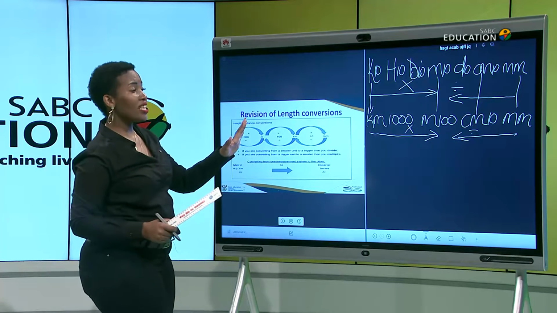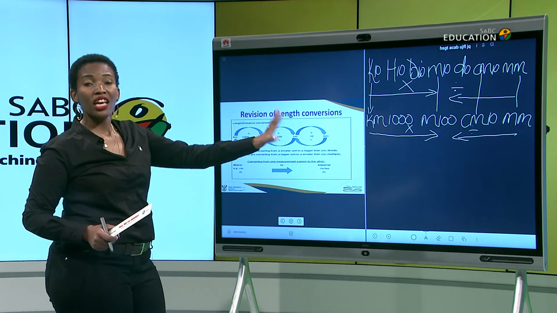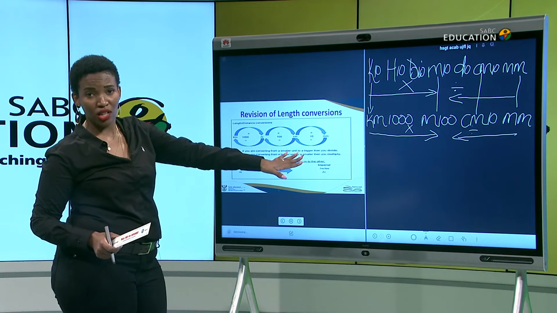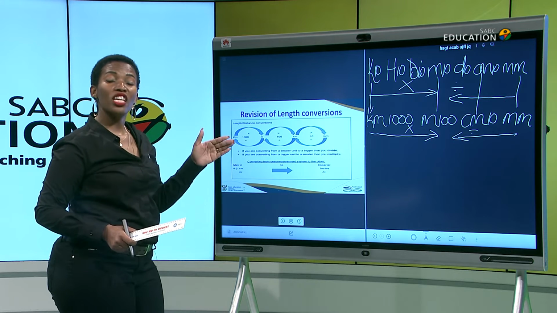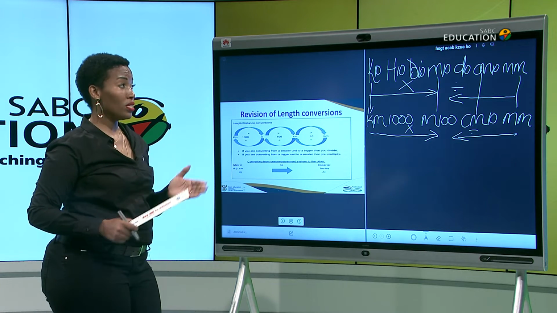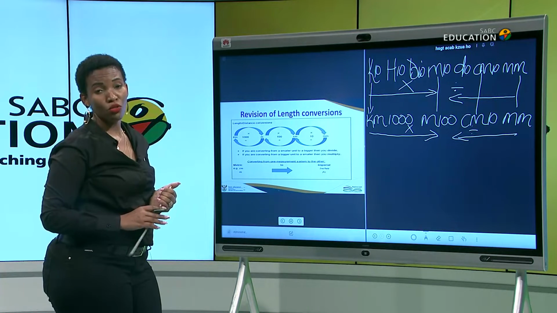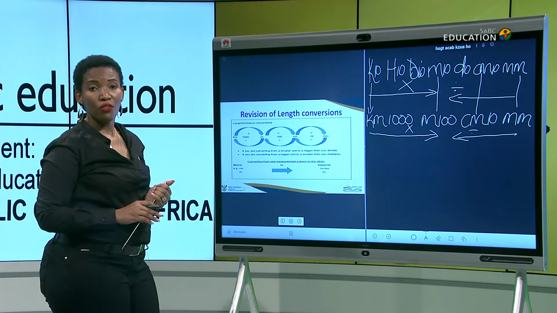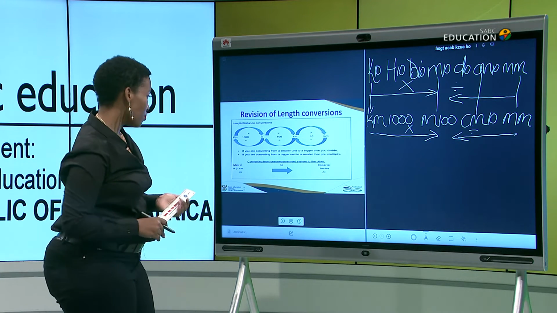I hope this makes sense. So this is just a reminder. I am not teaching this. Remember, we've already been taught this section. This is just a reminder so that as we do our calculations, it is easier to refer back and use our conversion table to assist us in doing our conversions as we are calculating.